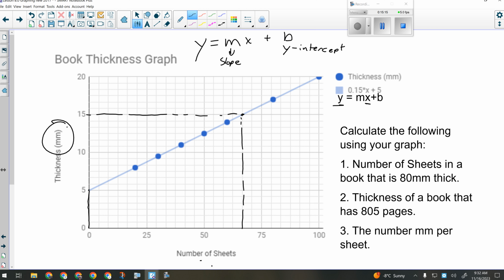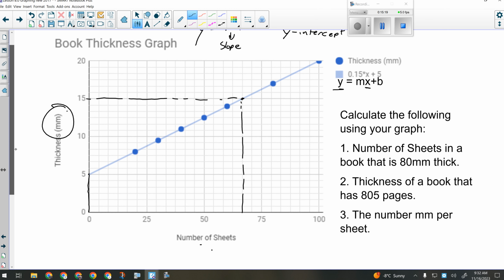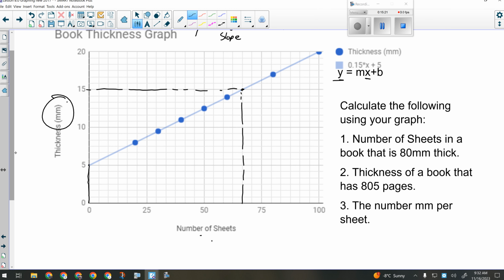So, if I'm using the equation for this line, could I calculate the number of sheets in a book that's 80 millimeters thick? 80 millimeters. What part of this equation is going to be the 80 millimeters?